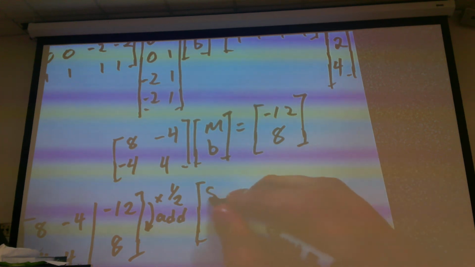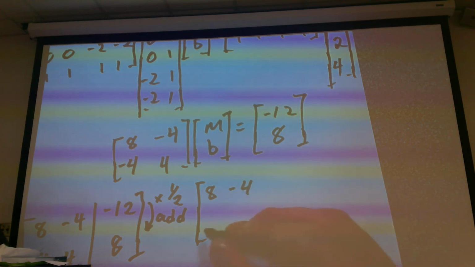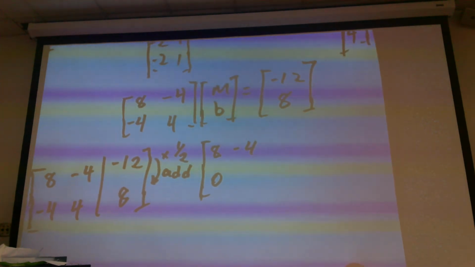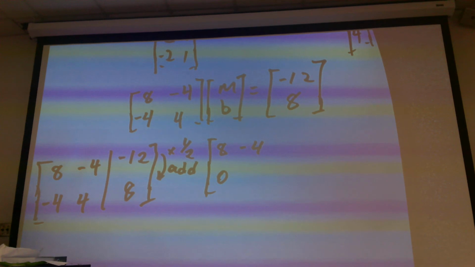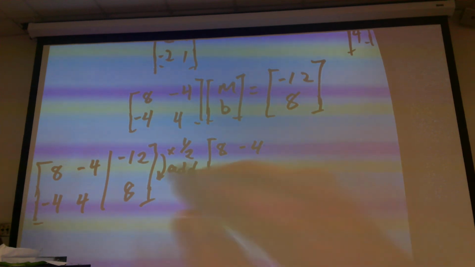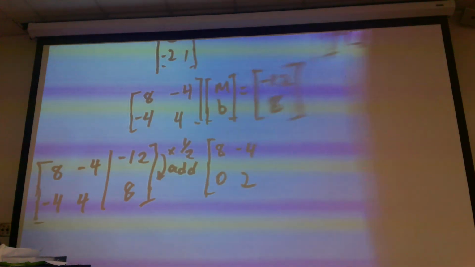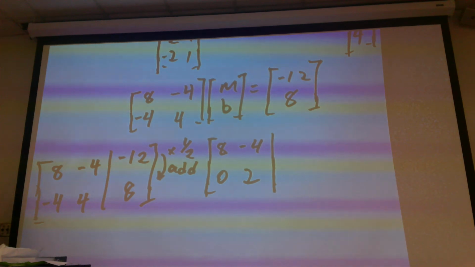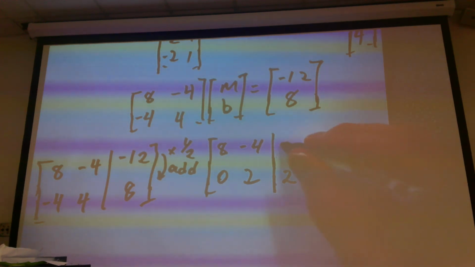Okay, so 8, negative 4, that would turn that into a 0. And then negative 4 times 1/2 is a negative 2, and negative 2 plus 4 will give us just a 2. Okay, if we multiply negative 12 times 1/2, we're going to get negative 6. Negative 6 plus 8 is indeed 2. And this stays as a negative 12.